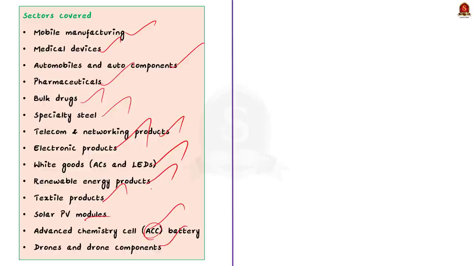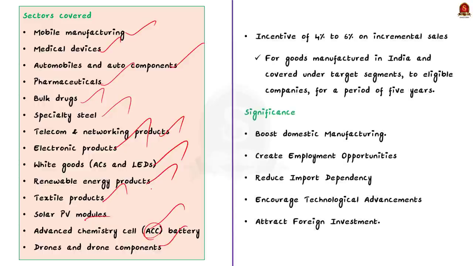See, the scheme will provide an incentive of 4% to 6% on incremental sales of goods manufactured in India to eligible companies for a period of 5 years. Let me explain the working of the scheme with an example. Imagine there is a company called XY that manufactures electronic devices like smartphones in India. Under the PLI scheme, XY would be eligible for incentives based on their incremental sales of domestically manufactured phones, which means the increase in sales compared to a base year.